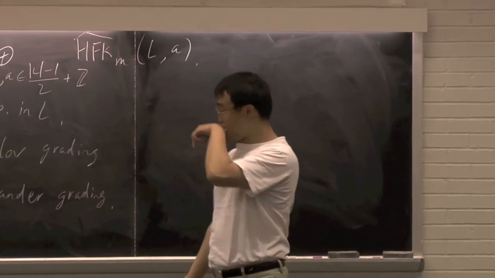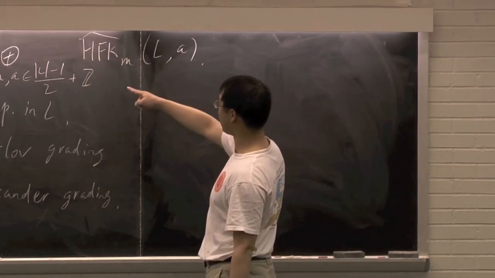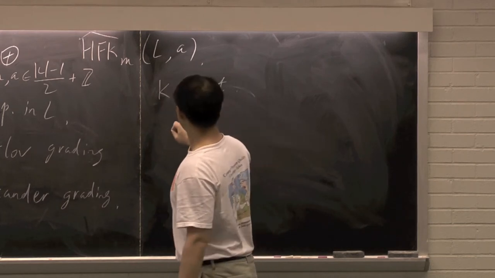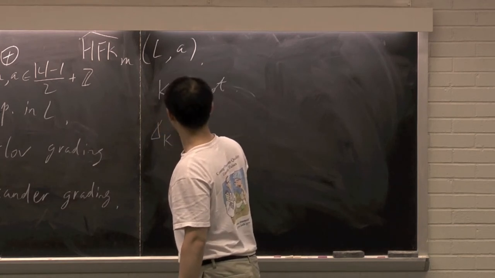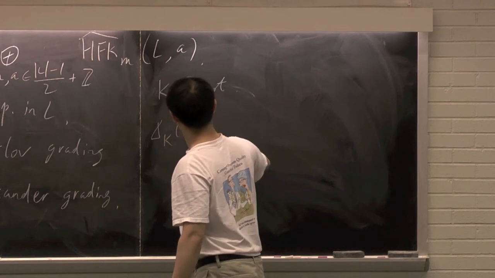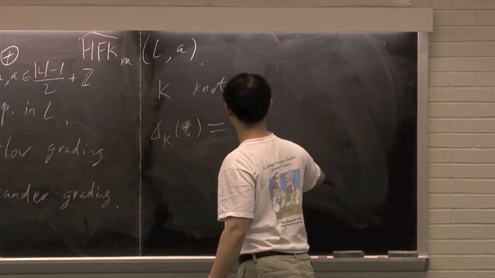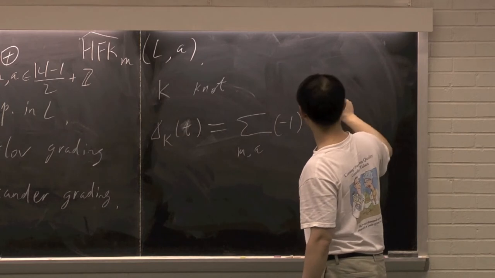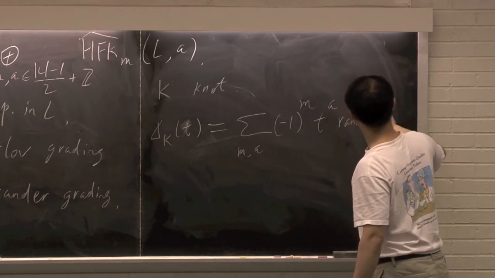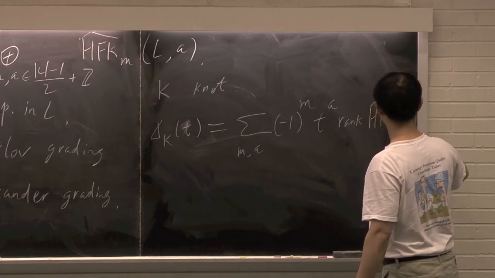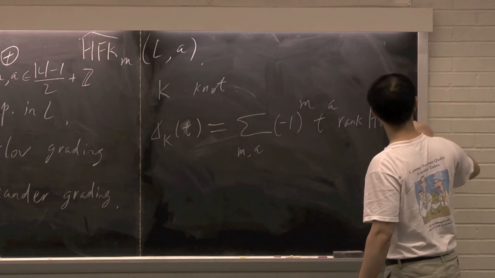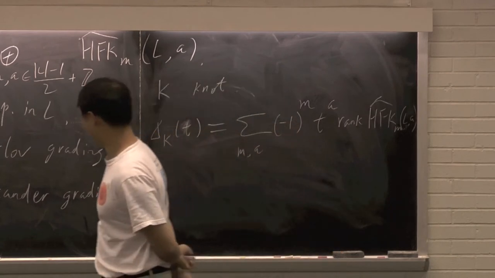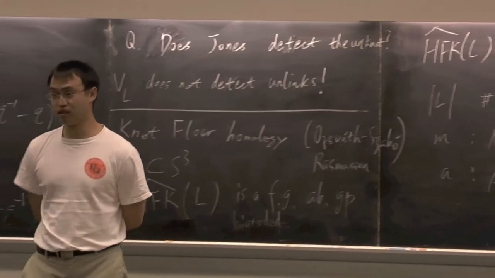So this is a generalization of the Alexander polynomial in the sense that the Euler characteristic gives you the Alexander polynomial. If K is a knot, then the Alexander polynomial of K can be given as the sum over m and a of (-1)^m t^a times the rank of HFK-hat. That is the meaning of saying that the Euler characteristic of knot Floer homology gives you the Alexander polynomial.